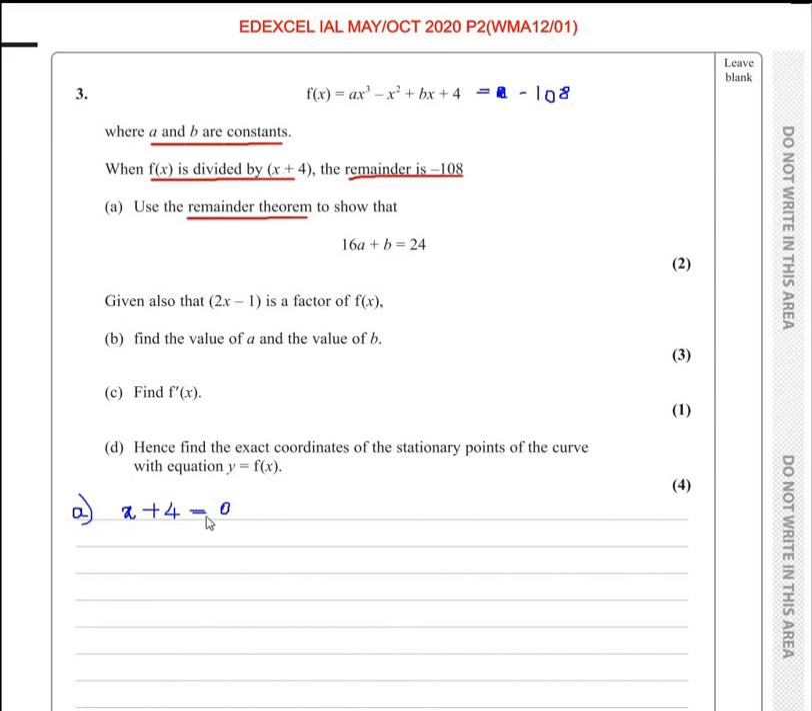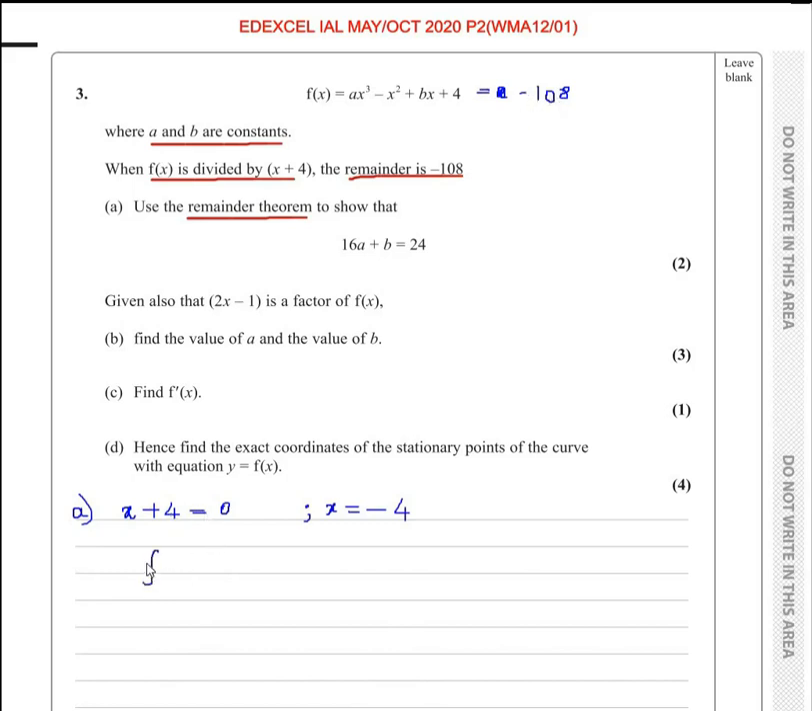So let us take x plus 4 equal to 0. Hence we get x is equal to negative 4. Now when we substitute the value of x equal to negative 4 in this f of x, we should get a remainder of minus 108.